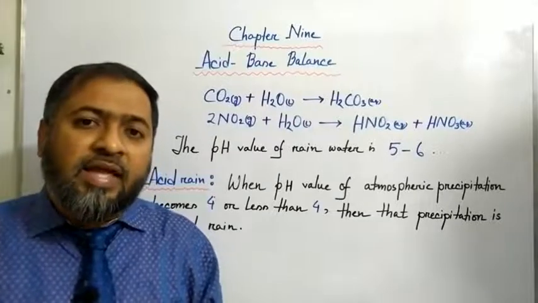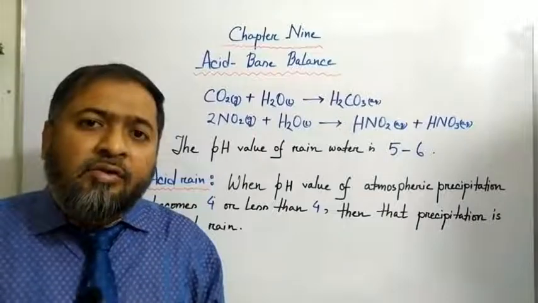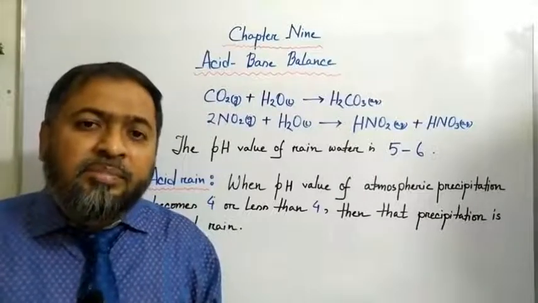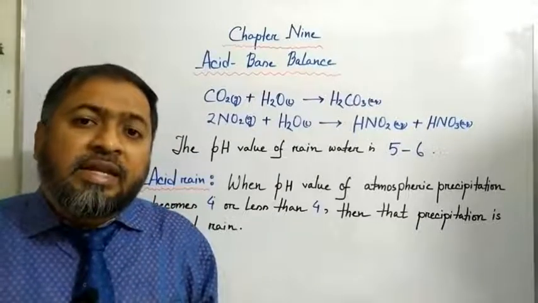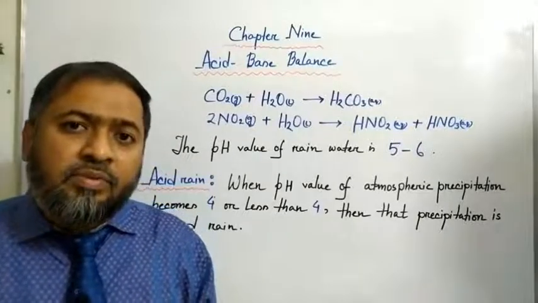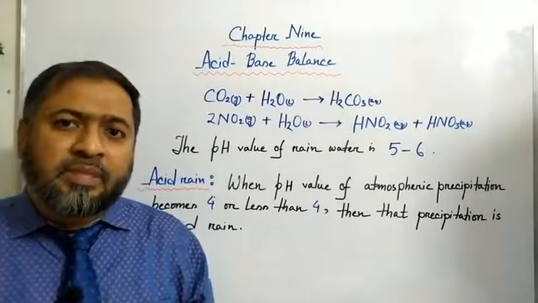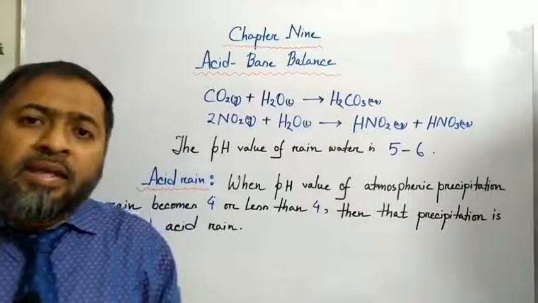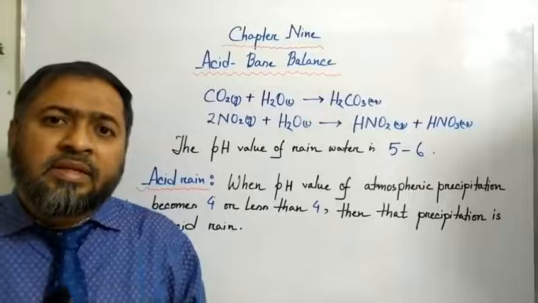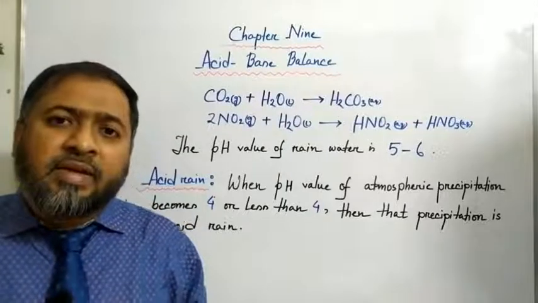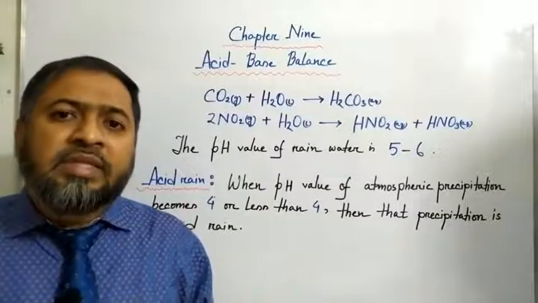And what is the consequence of acid rain? The consequence of acid rain is very severe. When acid rain falls into the soil, it reduces the pH value of the soil, and consequently the fertility of soil reduces, which causes less production of crops. And when acid rain falls on marble structures, different types of sculptures and buildings, it erodes these structures.